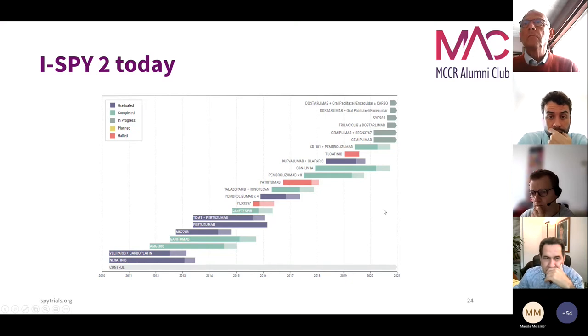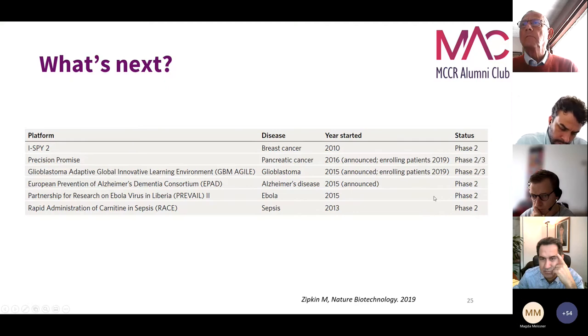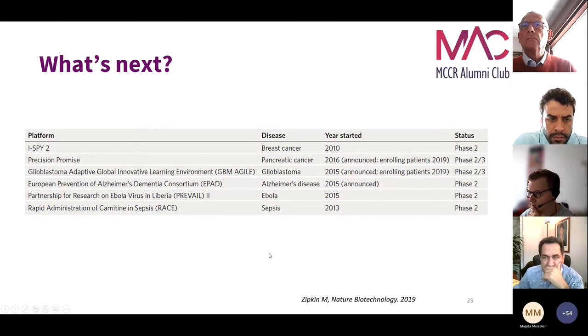This kind of trial is also called a never-ending study because they just keep on moving. And so, what's next? This kind of design, the I-SPY, has been an inspiration for other trials to start, and not only in the oncologic arena. This started in 2010, mainly as phase 2, but ever since, you can see that now there's a precision promise for pancreatic cancer patients, and it's innovative again because it's now a phase 2-3 trial. Also for other diseases such as Alzheimer's and Ebola, and some others. This is just a selection of a few, to keep in mind.